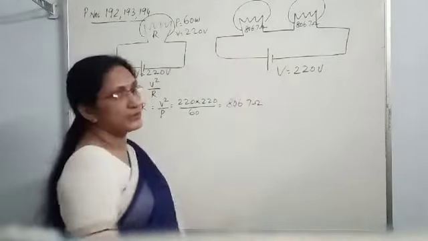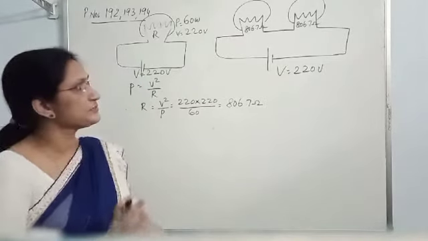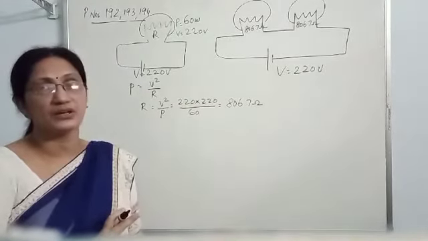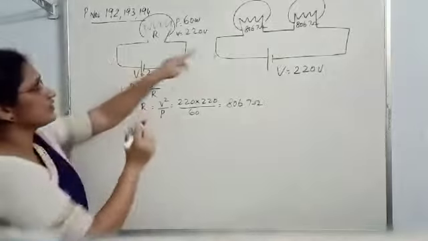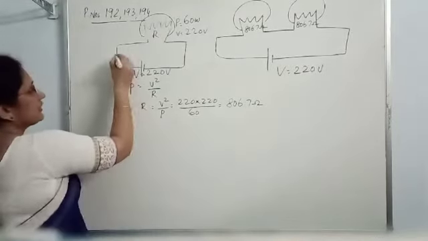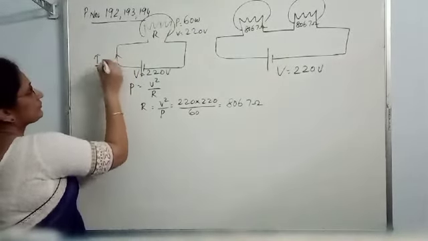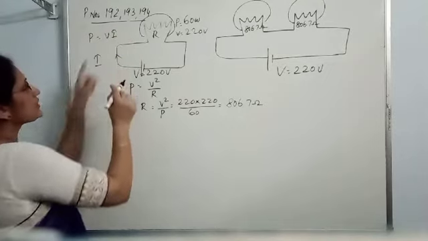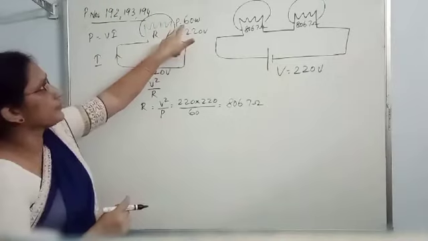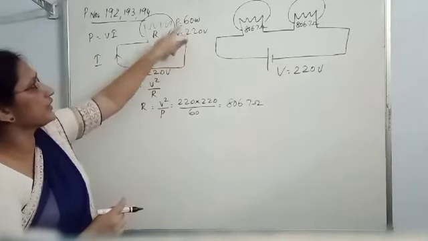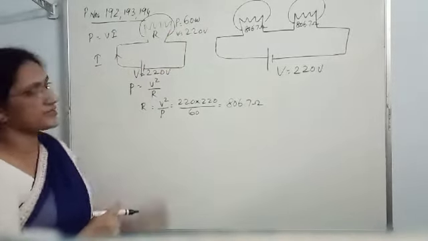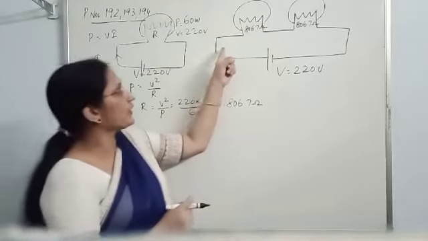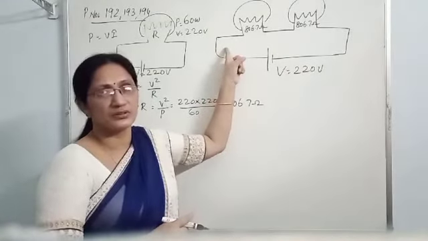You can find out the brightness in two ways. One method is by finding out the current. The current in these two circuits is different. How will you find out I? Use the formula P is equal to VI, so I is equal to P by V. P is here, V is here. Dividing P by V, you will get I. How will you find out the I value in this circuit?